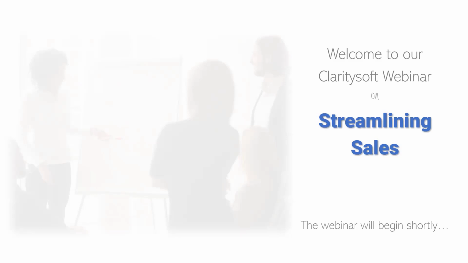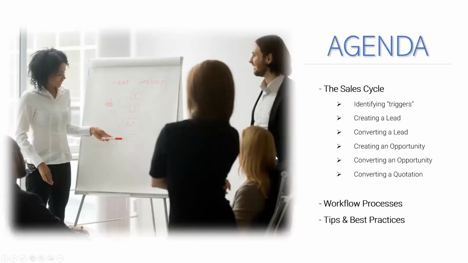Today is Tuesday, April 28th, 2020, and our topic for today is streamlining sales in Clarity Soft. We're going to talk about the sales cycle in Clarity Soft, starting with leads, moving to accounts contacts, and then creating an opportunity, taking that opportunity, converting it to a quotation record, and then finally converting that record to a sale record. So that you understand the flow of how you can start with a lead and go all the way through to a sale.